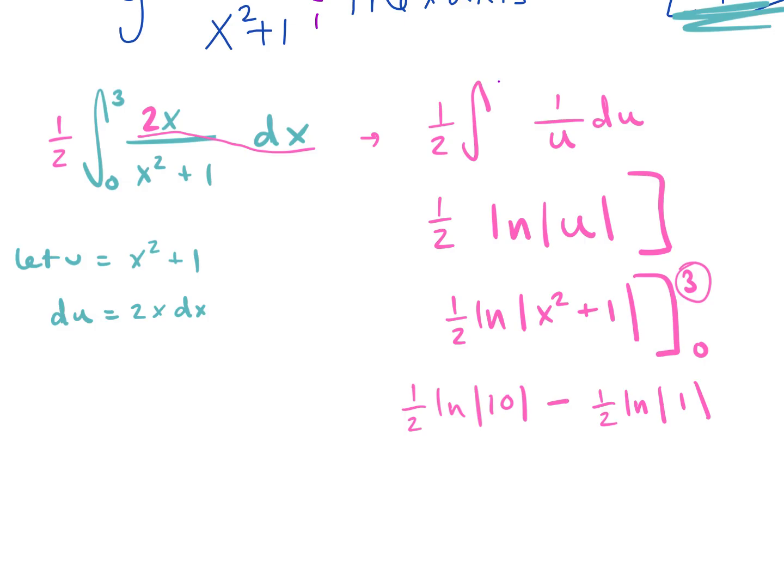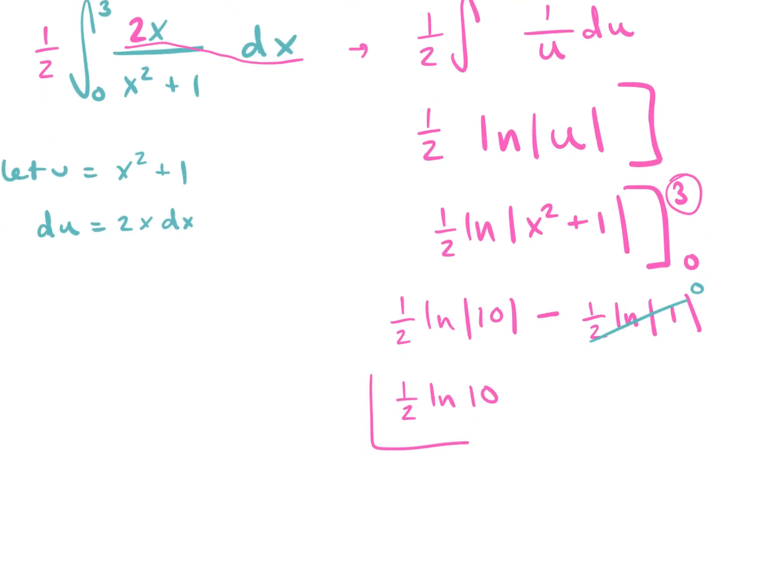We could simplify this a little bit more. What's the ln of 1? 0. Awesome. ln of 1 is 0, so this would go away. So we have 1/2 times the ln. We don't need the absolute value because there's no x's there. It's already a positive number. So you can just say the ln of 10 if you wanted to. That would be our answer.